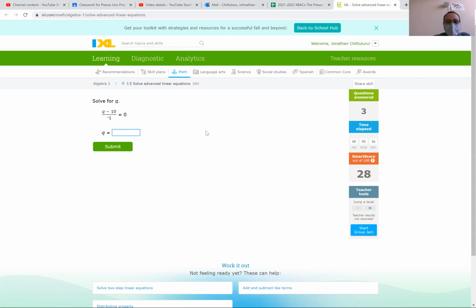Now we can clear all that out, and we're just going to do a couple more of these. So q minus 10 over -1. We want to multiply both sides by -1 to get rid of that -1. So you get q minus 10 equals 0. We add 10 to both sides. Q equals 10. Let's knock this out.